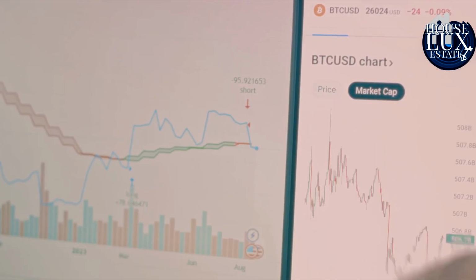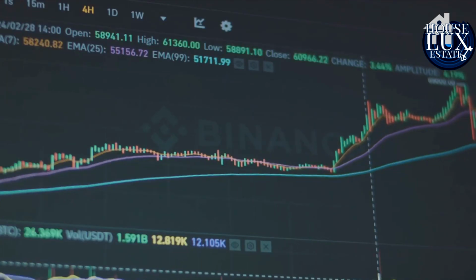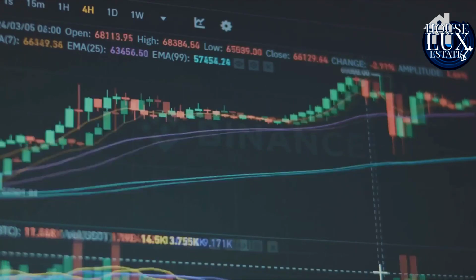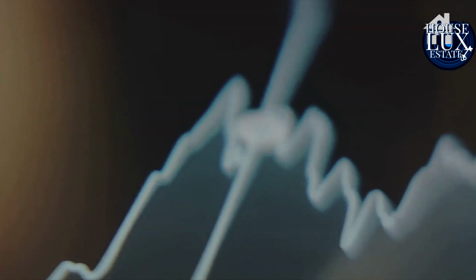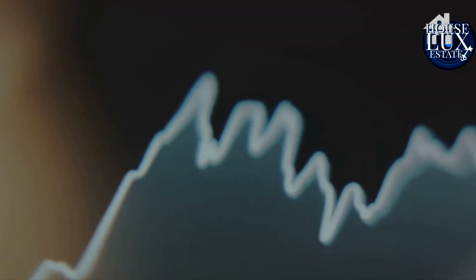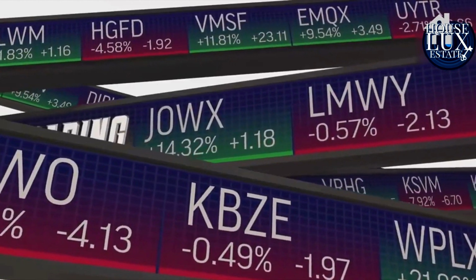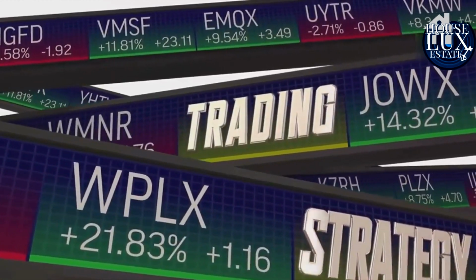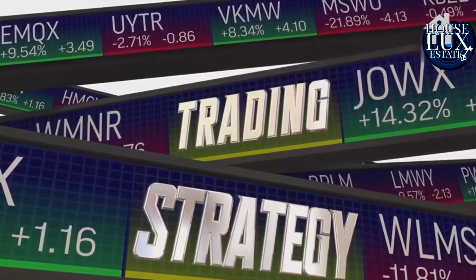Then, there are volatility indicators. These are your weather forecasters, giving you a sense of the storminess in the market. They measure the rate at which the price of an asset increases or decreases for a set of returns. Bollinger bands are a commonly used volatility indicator. When the bands contract, it suggests that market volatility is low. However, when the bands widen, it implies high volatility. Traders often use this to anticipate sudden large moves in the market.